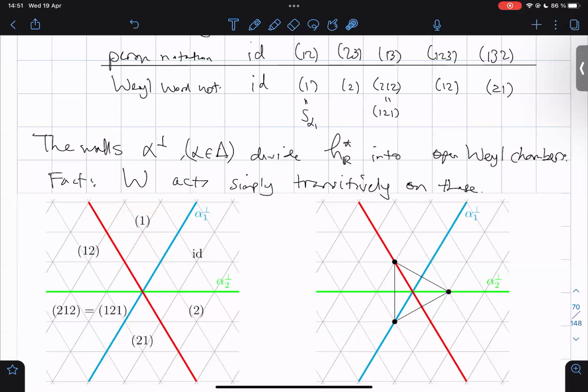If I take this as the fundamental one, I've labeled it with 1. S alpha 1, the reflection through alpha 1 perp, is what gets me over there. If I want to get over here, I have to compose three times: S alpha 1, S alpha 2, S alpha 1 in that order, or do this one, S alpha 2, S alpha 1, S alpha 2 to get over here. Double check that this is what happens. Little exercise.